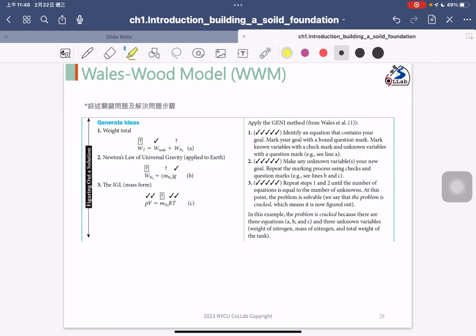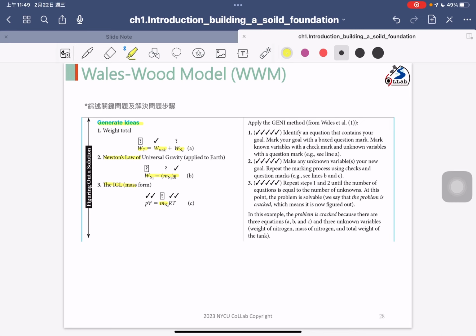I need to generate my ideas. So the idea is that I don't know the total weight, and I know the weight of the tank, but the weight of the nitrogen I don't know. But how can I compute it? If I apply the ideal gas law, I can compute the mass of the nitrogen. And then I apply Newton's law, and then I can compute the weight of the nitrogen. So that's why we need to make the mass model and the equations.